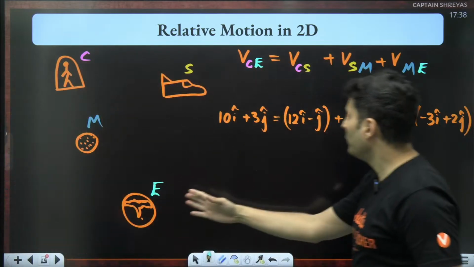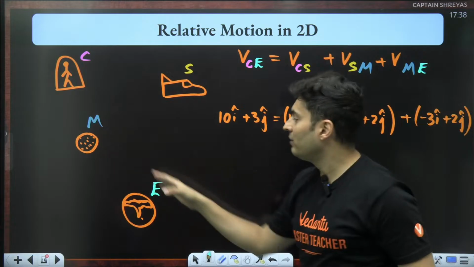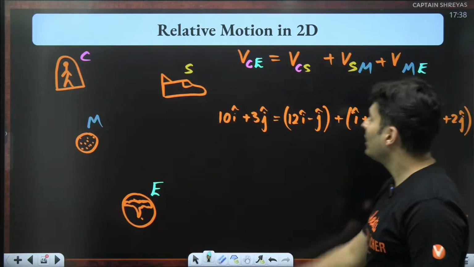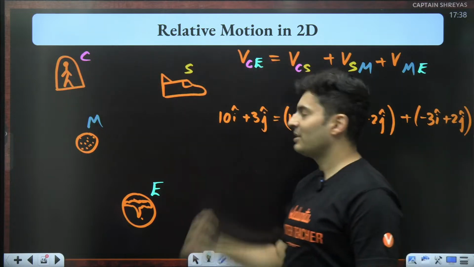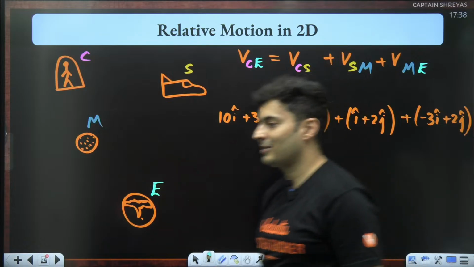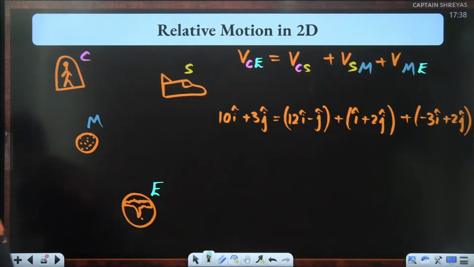So here I knew the velocity of the moon with respect to the earth. I knew the velocity of the spaceship with respect to the moon. I knew the velocity of Champa with respect to the spaceship. So indirectly, I found her velocity with respect to the earth. Is that right?